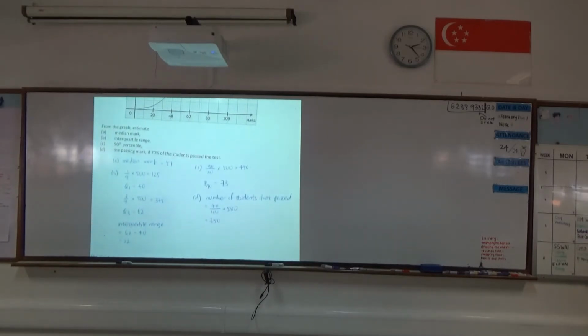So what is the passing mark? Find the number of students who didn't pass. Okay, so why do you want to find the number of students that didn't pass?